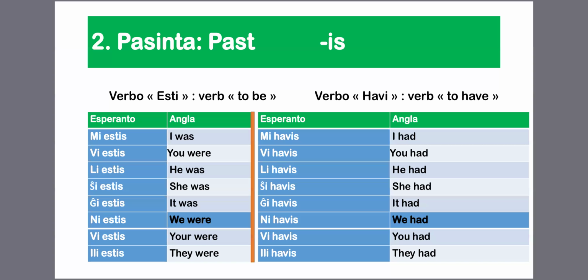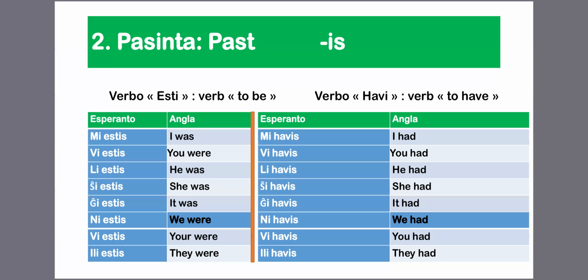When you want to use the verb to have, this is also the same formula. You take havi and add IS. The rest is done. You can say mi havis, vi havis, li havis, ŝi havis, ĝi havis, ni havis, vi havis, ili havis. This is how you use it. Now I will give you an assignment, and you can send it to me maybe during the week, maybe next week. But remember, you can see the English translation, but this is Esperanto.